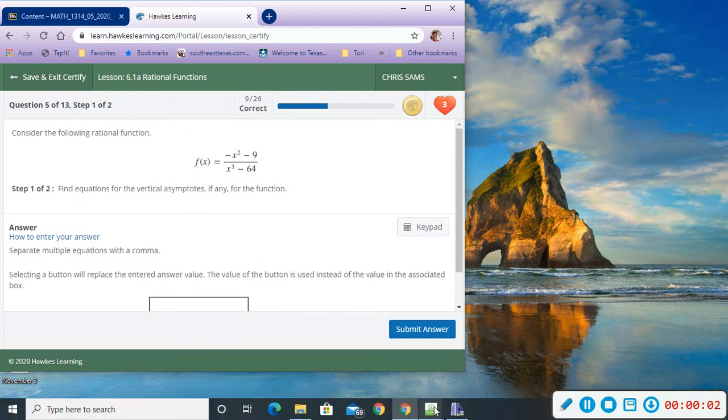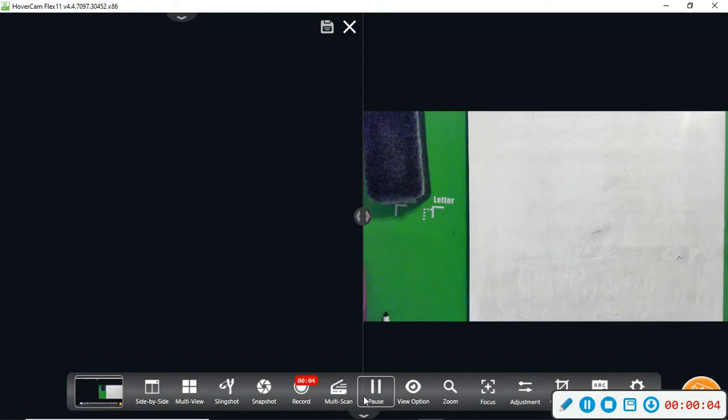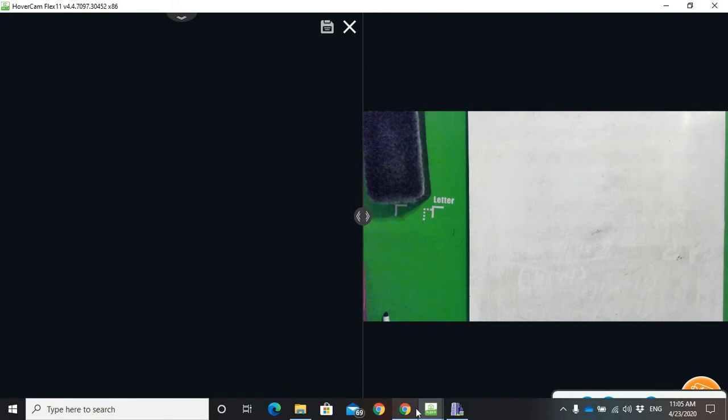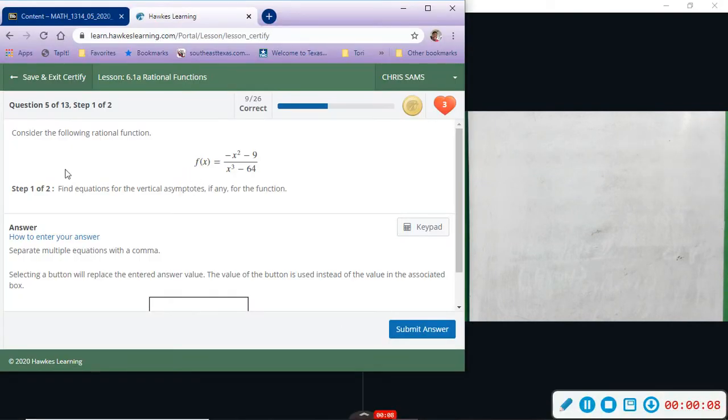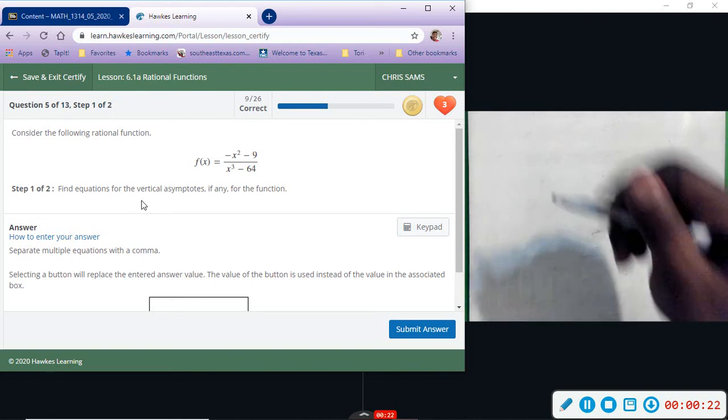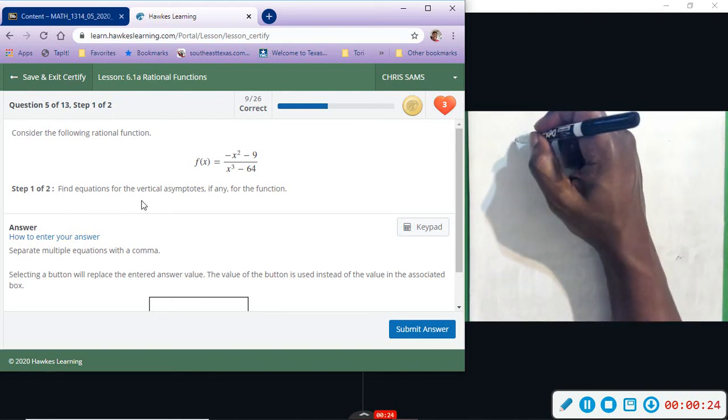Alright, so number 5. We got 2 steps, so we want to find the equation for vertical asymptotes, if any, and then we're going to find horizontal or oblique. So, vertical asymptote, we have a cubic function.